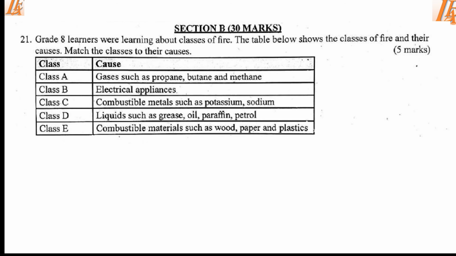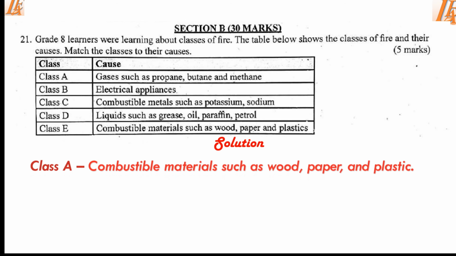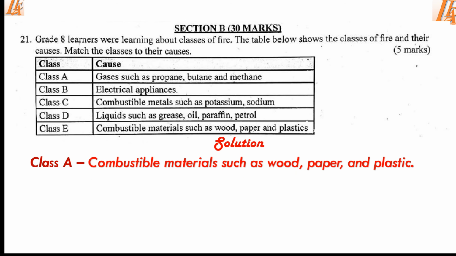We have combustible metals such as potassium, sodium. We have liquids such as grease, oil, paraffin, and petrol. Then we have combustible materials such as wood, paper, and plastic. So in this case, we are required to match the classes to their causes. The first, class A fire, is caused by combustible materials such as wood, paper, and plastic. So in this case, class A, let's mark it with blue. Class A is caused by combustible materials such as wood, paper, and plastic.